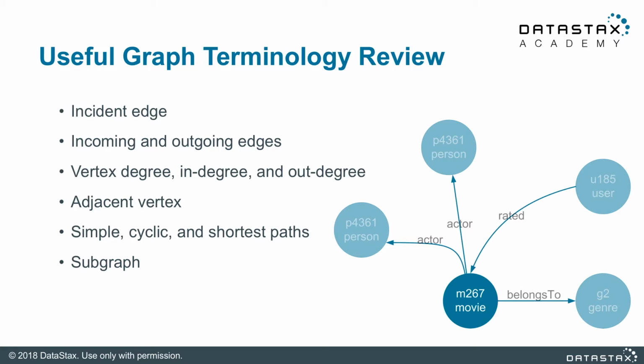To summarize, this illustration shows a subgraph of the original graph we saw previously, with 5 vertices and 4 edges. Vertex M267 has 4 incident edges, 1 incoming and 3 outgoing, and 4 adjacent vertices. Only simple paths exist in this subgraph. This is only to get us started. There will be plenty of new notions introduced gradually throughout this course.